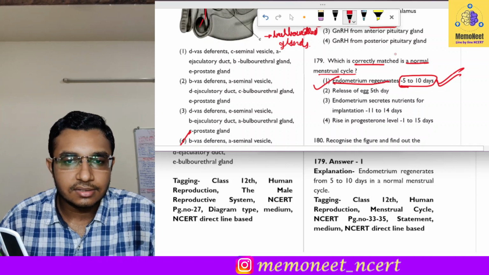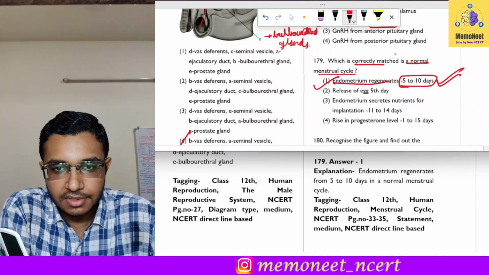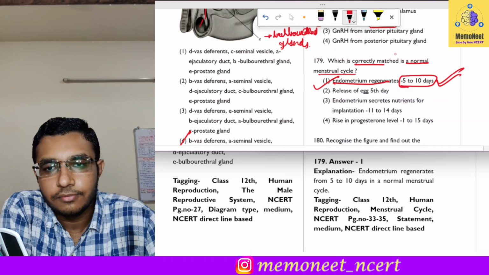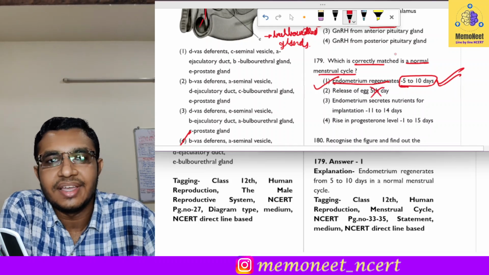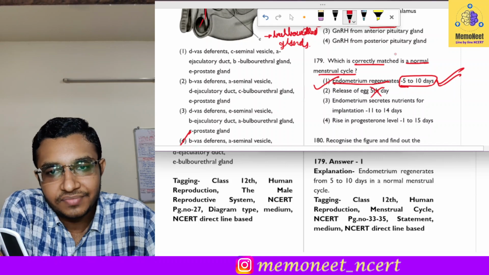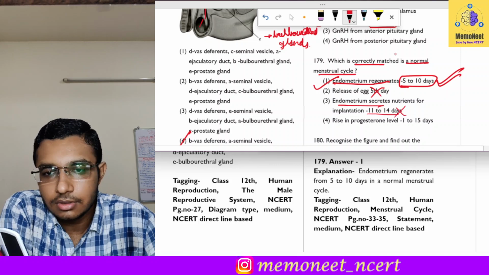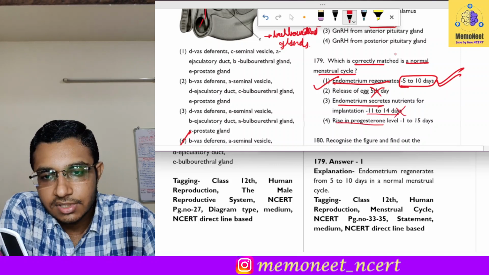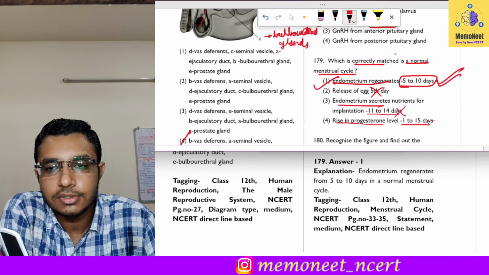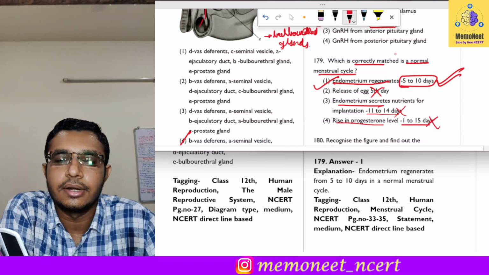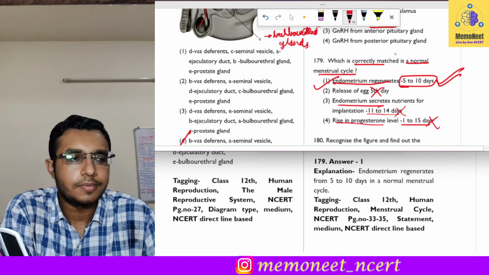Let us see the other three options also. The second option is release of egg occurs on 5th day. So no, that is incorrect. The egg is not released at the 5th day. Next is endometrium secretes nutrients for implantation from 11th to 14 days. So that is also incorrect. Then rise in progesterone levels occurs from 1st to 15 days. So that is also incorrect. So the correct answer of this question is option 1.